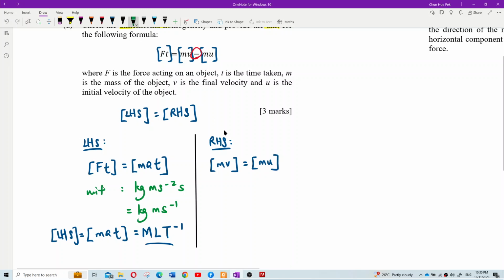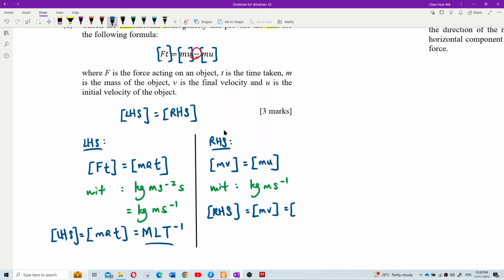Okay, so change it to unit. This one is mass in kilogram, and then meter per second again, so it's the same, you see. So the dimension of the right hand side is equal to the dimension of mv or mu, which is equal to M L T negative 1, by referring to kilogram meter per second.